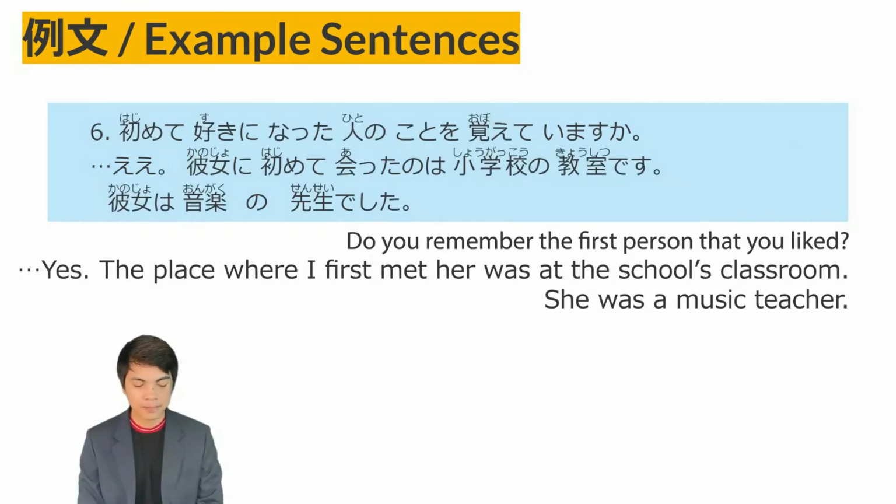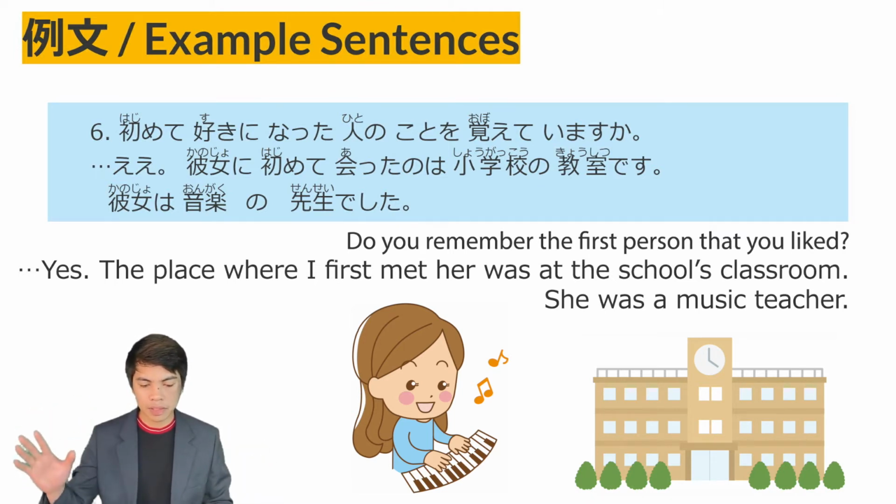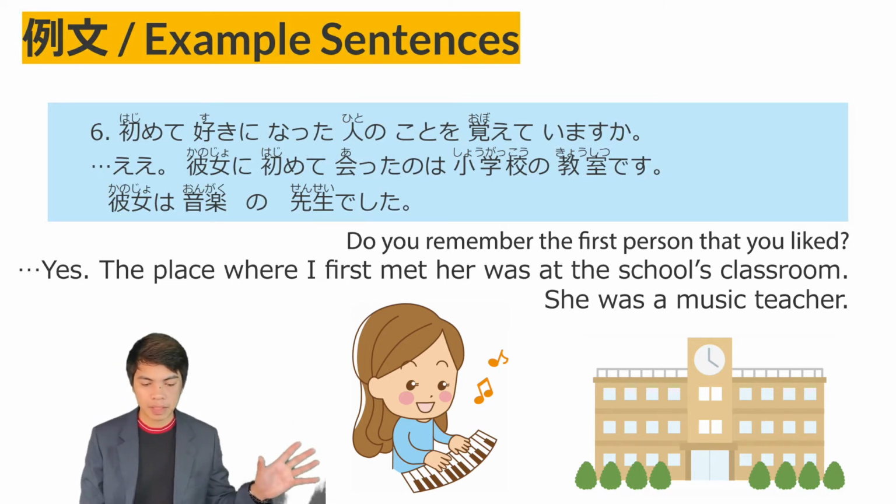Number 6. 初めて好きになった人のことを覚えていますか？ A. 彼女に初めて会ったのは小学校の教室です。彼女は音楽の先生でした。So 初めて, for the first time, 好きになった人, the person that you like, 好きになった人のこと. So 人のこと means about that person, particle を覚えていますか？ Do you still remember?